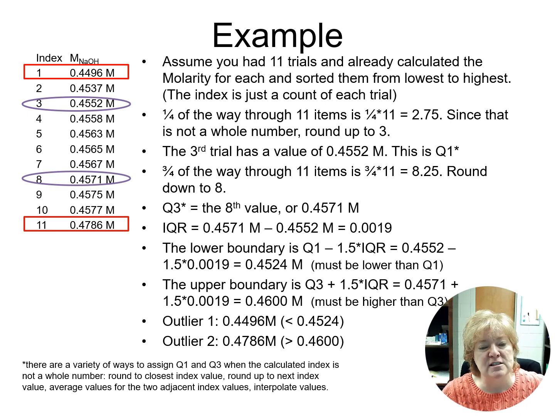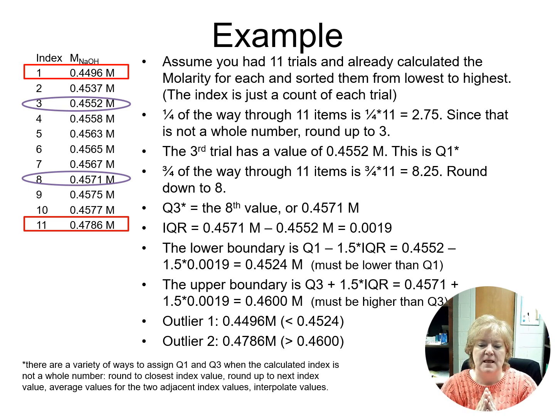So my lower boundary is defined as the first quartile minus 1.5 times that IQR. So it's going to be my first quartile, 0.4552, minus 1.5 times this range difference. That's going to be way down here. And that turns out to be 0.4524. My upper boundary is the third quartile plus 1.5 times the IQR, which is 0.4600.